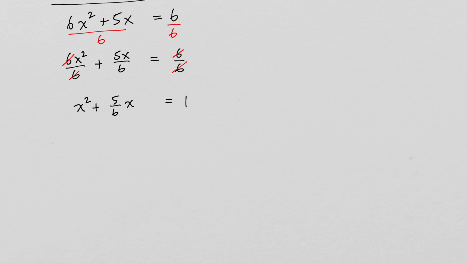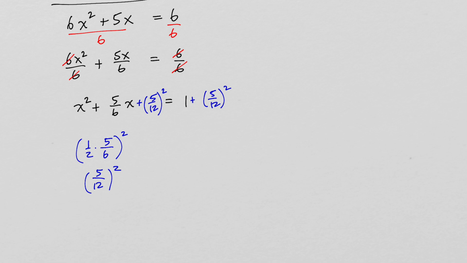So to complete the square, you take the middle number, 5/6. Now, usually you divide that by 2, and then you square it. But because this is a fraction, instead of dividing by 2, let's multiply it by 1/2, and then we'll square it. And so this is 5/12 squared. That is the number that I need to add to both sides to complete the square.